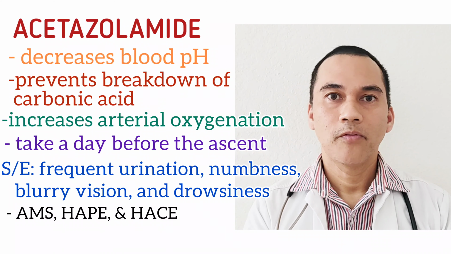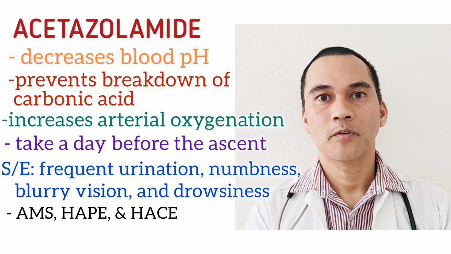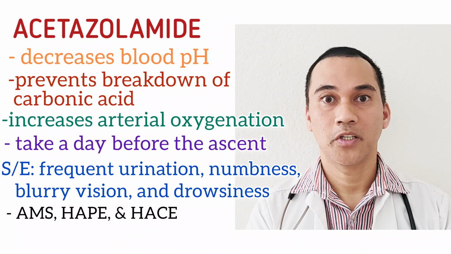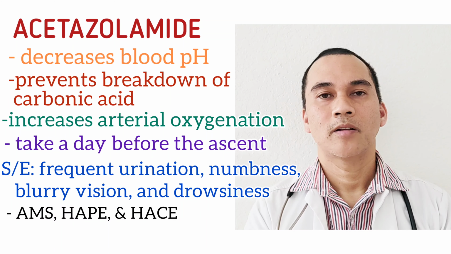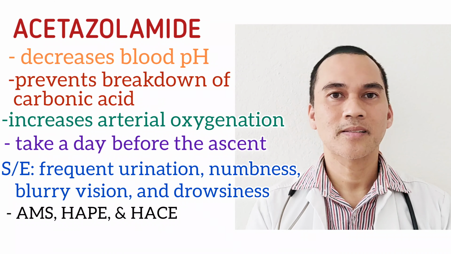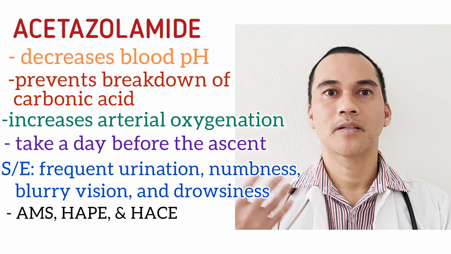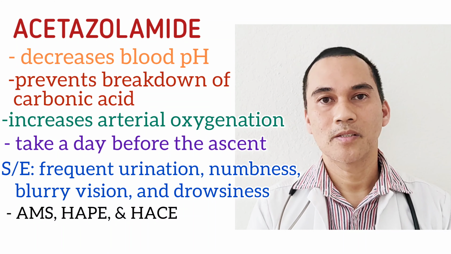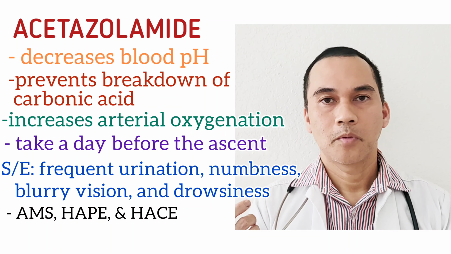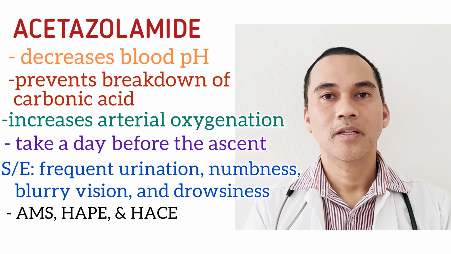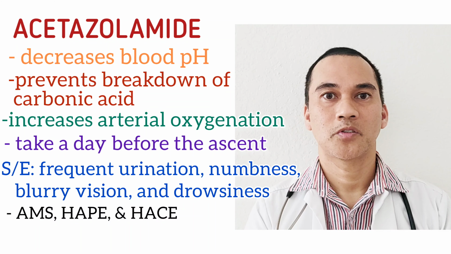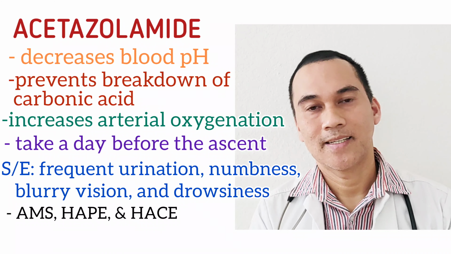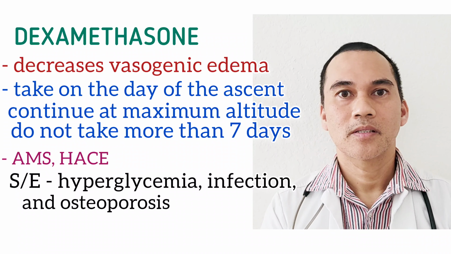And you have to take this a day before the ascent, or up to 48 hours, or until the maximum height summit is reached. And I don't think you will get side effects for just taking this for a few days, but usually you have frequent urination because it's a diuretic. Frequent urination, numbness or tingling, blurry vision, and drowsiness. And this medication is a prophylaxis and also a treatment for AMS, HAPE, and HACE.